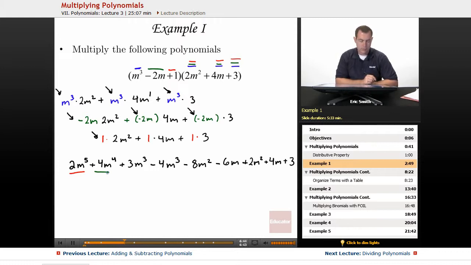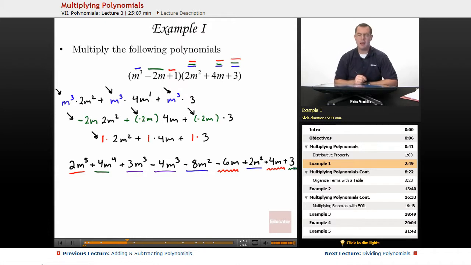I think that's the only one, so 4m to the 4th. 3m cubed. Looks like I have a couple of m cubes, so we'll highlight those. And let's see, I have some squares, so we'll highlight those. And let's see, what else do we have in here? Looks like we have single m's. There's that one, and there's that one. And then a single 3 on the end.